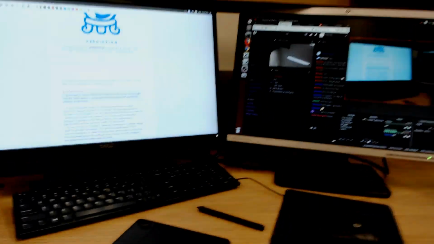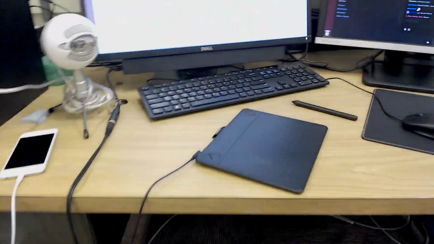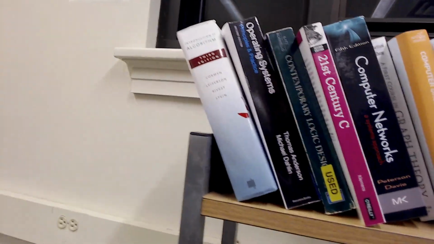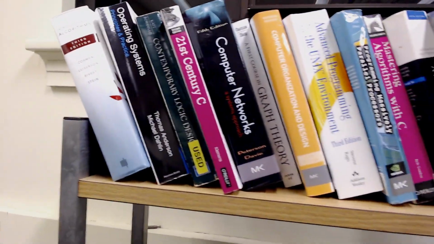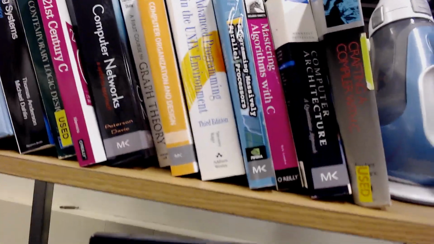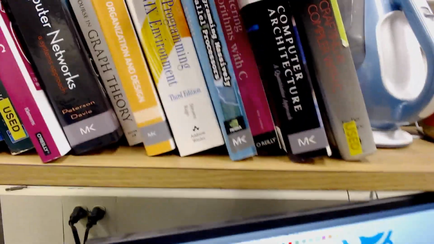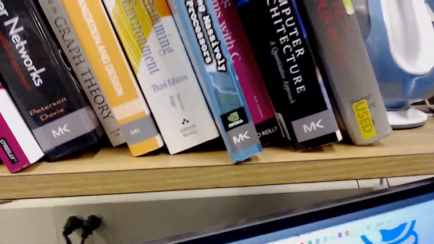So here we have the Engineering Today desk. Up here we have all of our textbooks, starting from algorithms, operating systems, networks, and advanced programming in the Unix environment. A personal favorite of mine, the computer architecture book. This one's an NVIDIA GPU book. Pretty good.